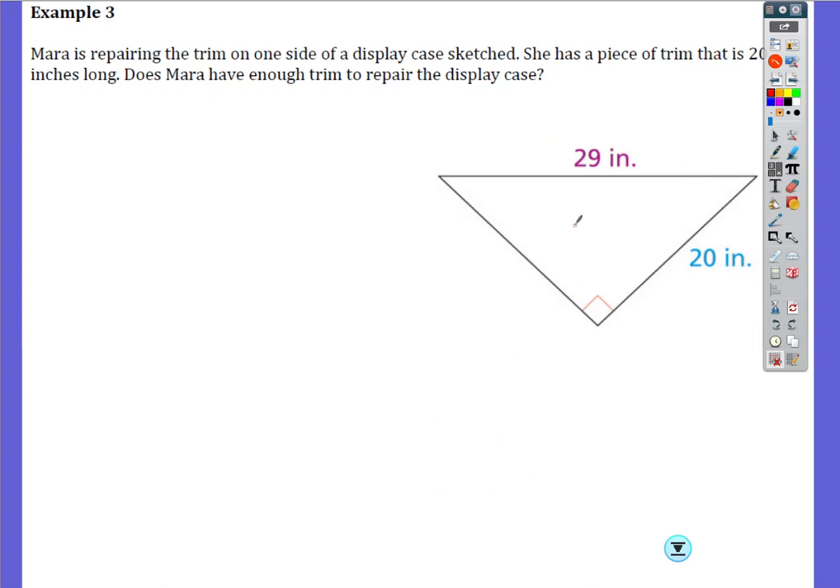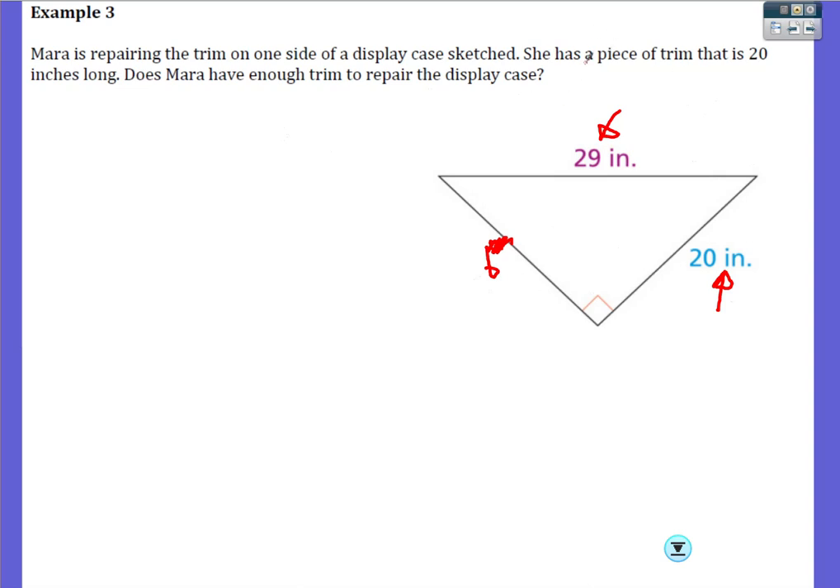So now let's look at one more example. What happens when you're given the hypotenuse, you're given a side length, but you need to know one of the missing side lengths? So I shouldn't write b squared, that would just be length b. So we've got Mara here, and she's repairing the trim on one side of the display case sketched. She has a piece of trim that is 20 inches long, and she wants to know, does she have enough trim to repair the display case?